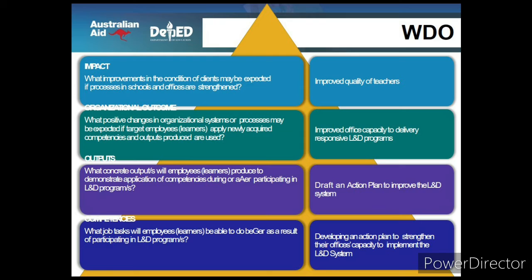Taking a look at the screen, still under workplace development objectives, which presents the four levels of objectives, namely the competencies, outputs, organizational outcome, and impact, with its corresponding example success indicator or means of verification located on the left side of the screen.